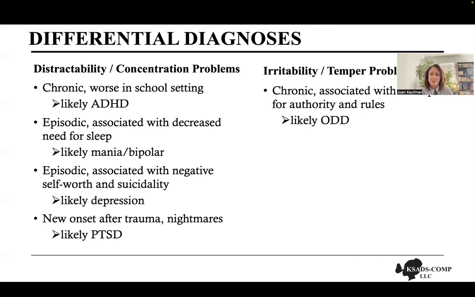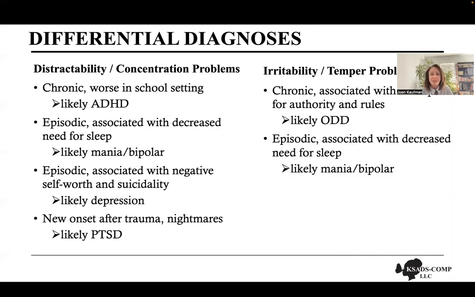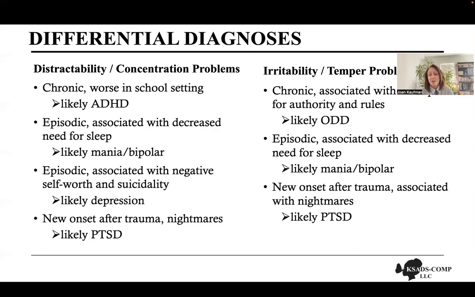In terms of irritability, if it's chronic and associated with a disrespect for authority, likely oppositional defiant disorder. If it's episodic and associated with a decreased need for sleep, we should be thinking mania, bipolar. And if it's a new onset after a trauma, and again there are things like nightmares, we should be thinking PTSD.